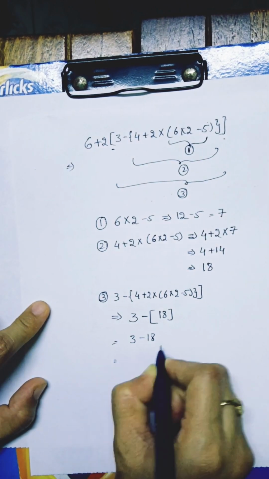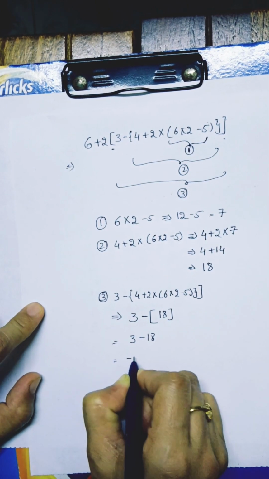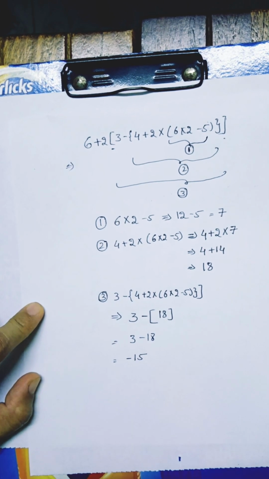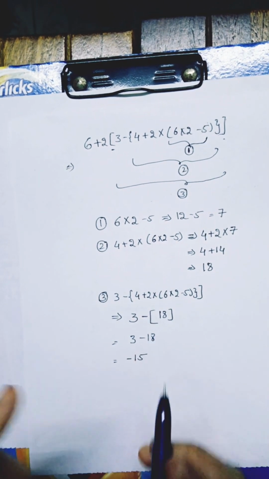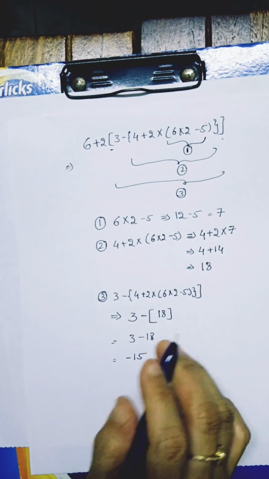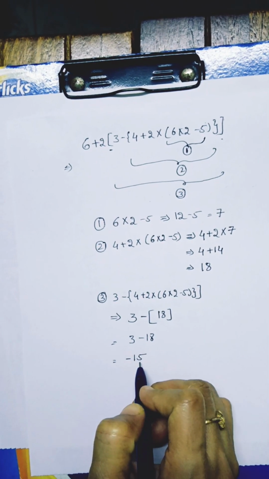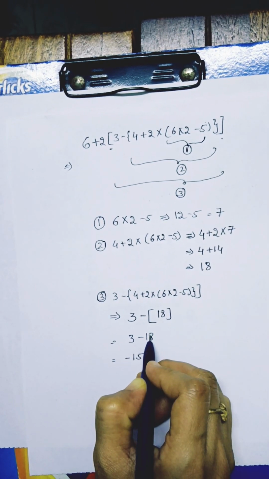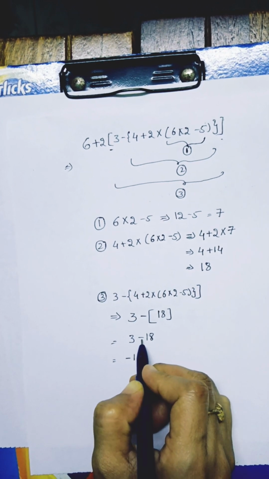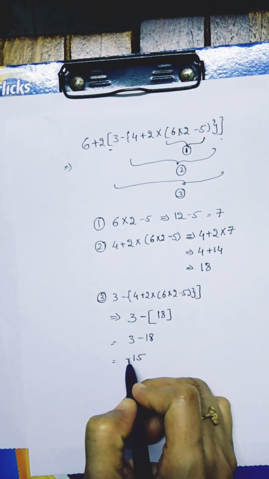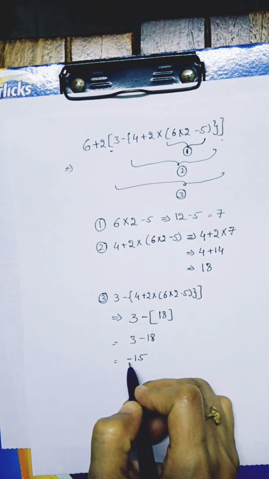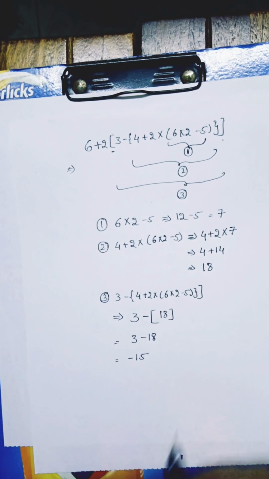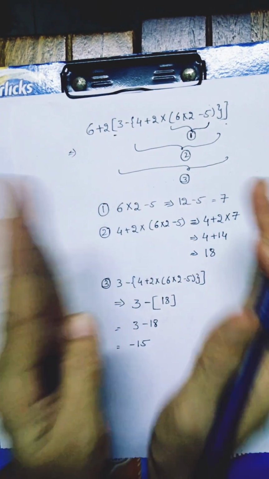What is 3 minus 18? That is minus 15. Okay. So listen here, actually 18 minus 3 is 15, but the 18, the biggest number 18 holds the minus sign. That's why we have to write the minus sign over here. Okay. So this is the entire part.